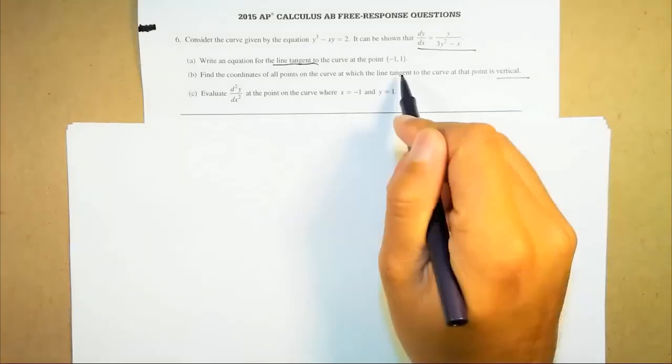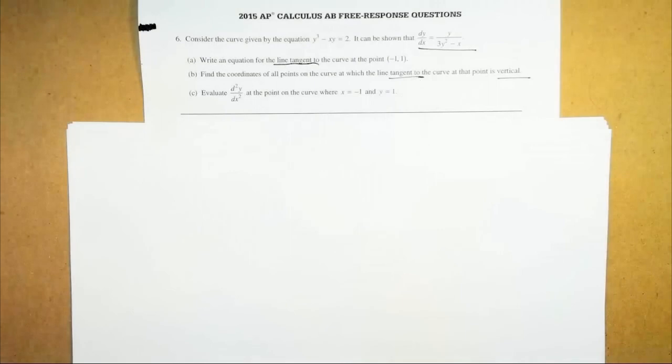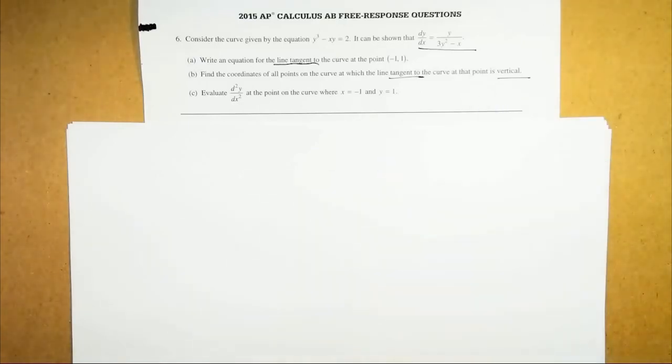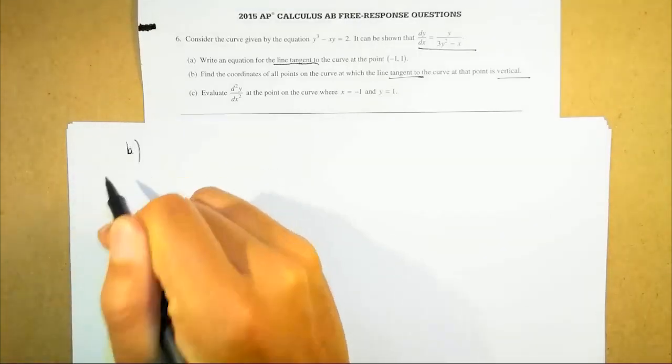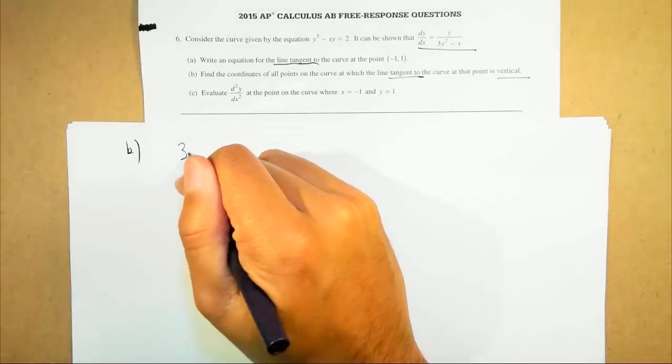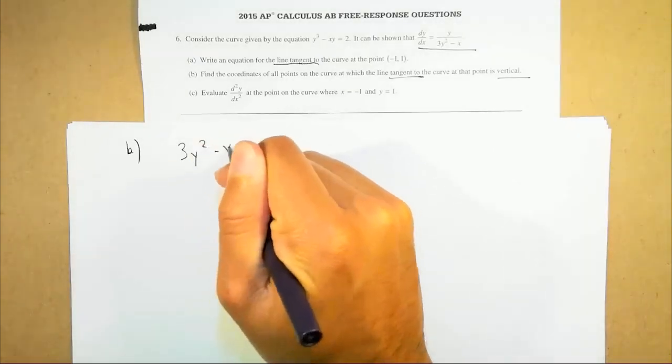Tangent line. Tangent line, I think of first derivative. Vertical, how do I find vertical tangent lines? So that's pretty much what they're asking us, vertical tangent lines. You find vertical tangent lines by setting the denominator of your derivative equal to 0. Once again, to find vertical tangent lines, set the denominator of your derivative equal to 0. What this means is this: 3y squared minus x equals 0.